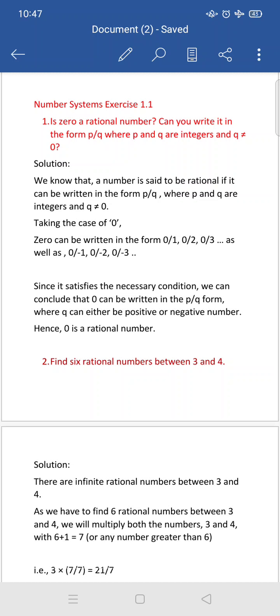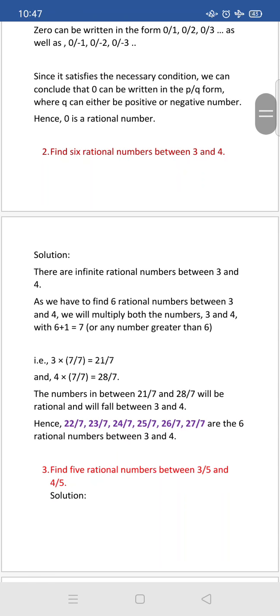So in the case of 0, you can take so many examples over here, that is 0 by 1, 0 by 2, 0 by 3, and so on, as well as 0 by minus 1, 0 by minus 2, 0 by minus 3, and so on. Now you can see this is in the form of p by q, and p and q are integers. Yes, in each and every case p and q are integers and q is not equal to 0, isn't it? In place of q you can see 1, 2, 3, minus 1, minus 2, minus 3. So for that sake 0 can be written in the form p by q, and you can say that 0 is a rational number.